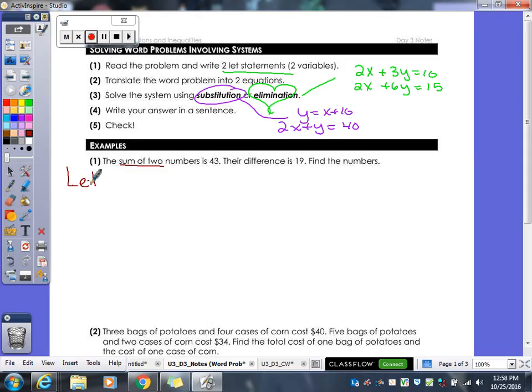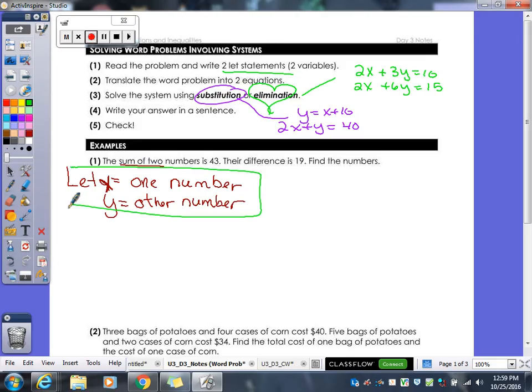All right, so again, this says the sum of two numbers. So I'm going to let x equal, oop, that's a y. Let x equal one number, and y equal the other number. Okay. I always box in my let statements. Now, it says the sum of these numbers is 43. That's easy, right? Their difference is 19. There's my two equations. x plus y is 43. x minus y equals 19. Okay?